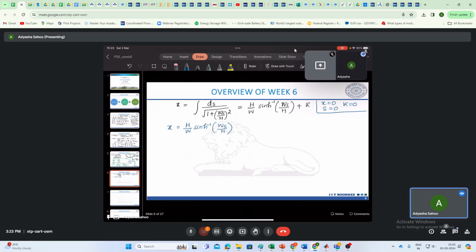So from here we can calculate s. Again here we will get s as H by W sine h of Wx by H. So this is one of the key relations.